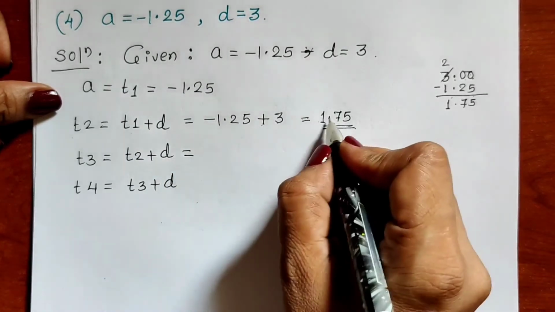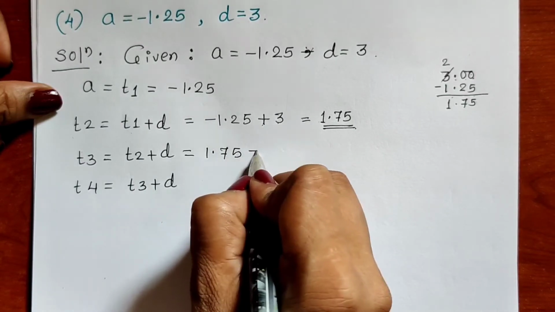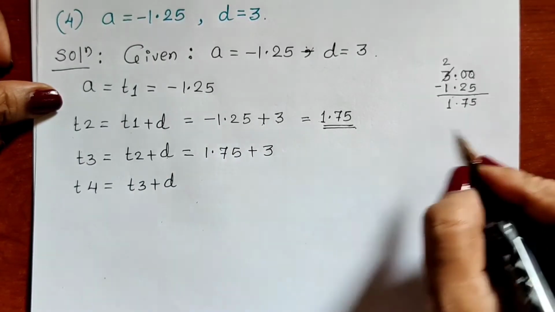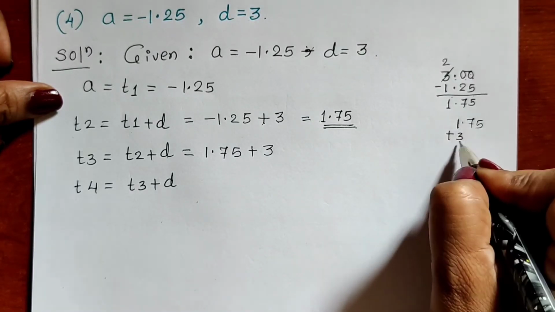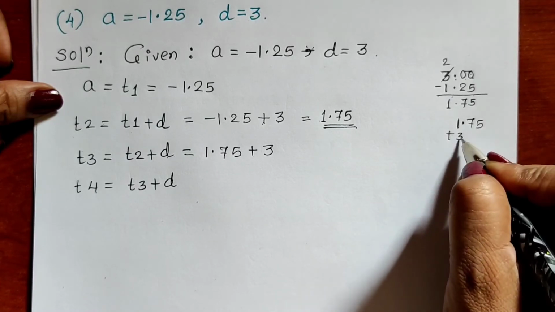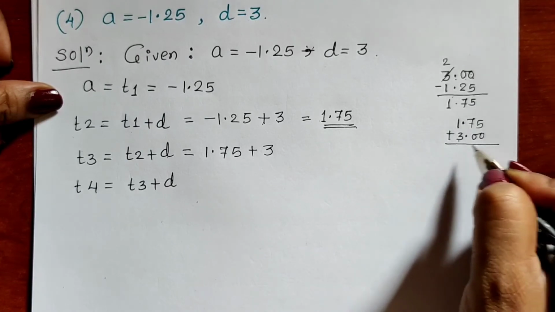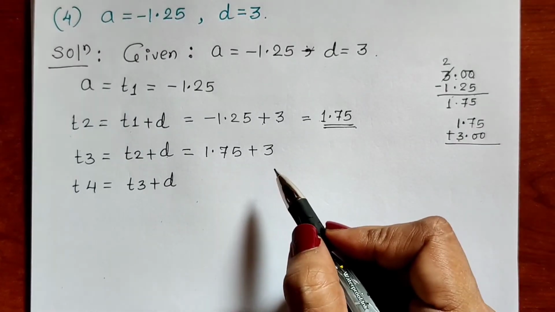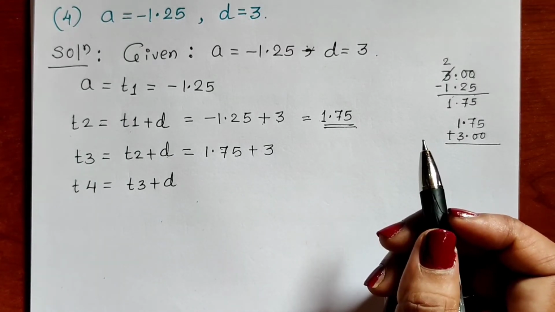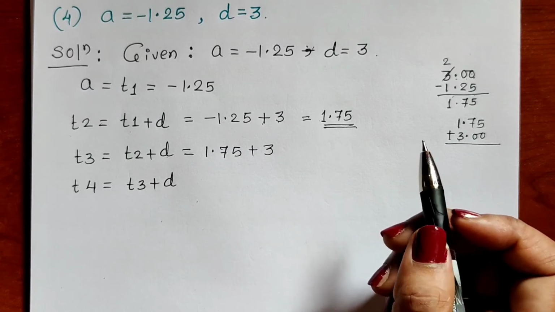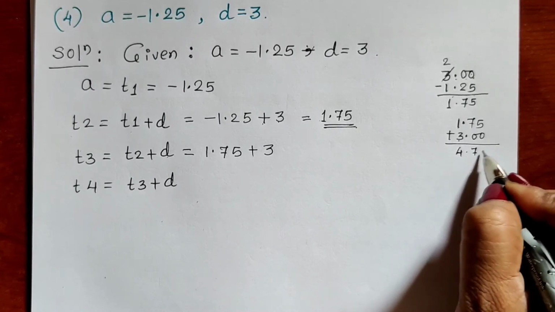Now T2 is 1.75 plus D is 3. So 1.75 plus 3. How to do? Below 1 we have to write 3. After 3 no point is there, so we have to put point. And below 75 we can write 0 0 because in 3 this is a whole number, point is not there. That means after 3 there is point and then there is 0 0 0, and that's why point and 0 is not written. So let us add this. It will be 4.75.